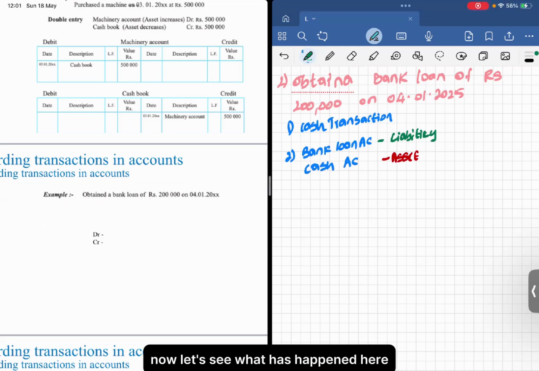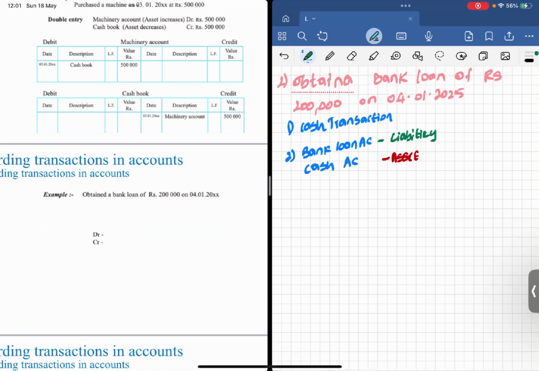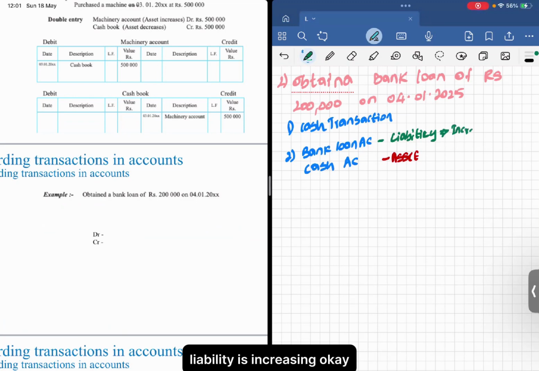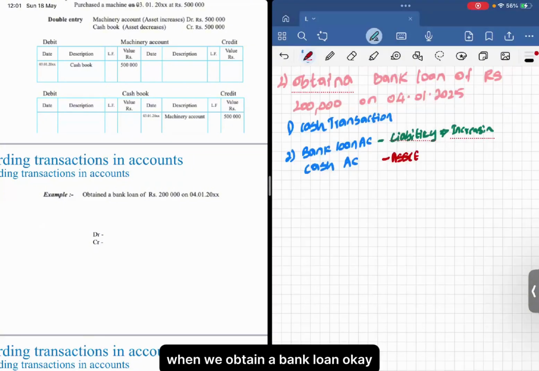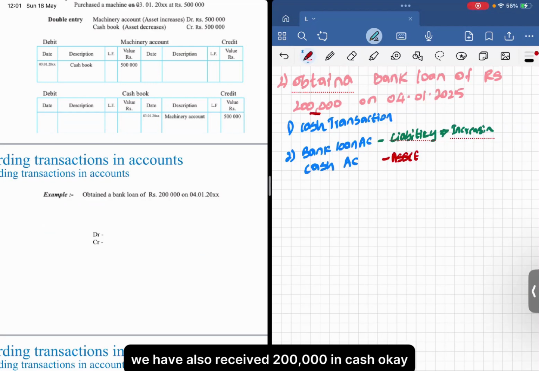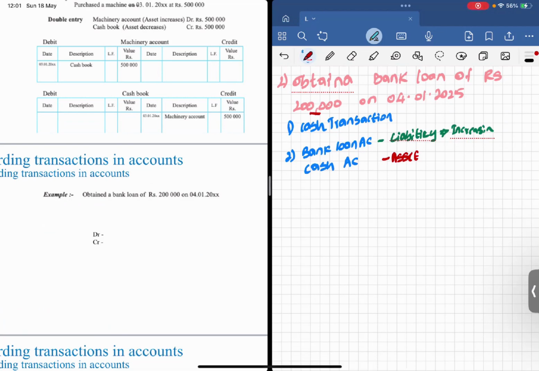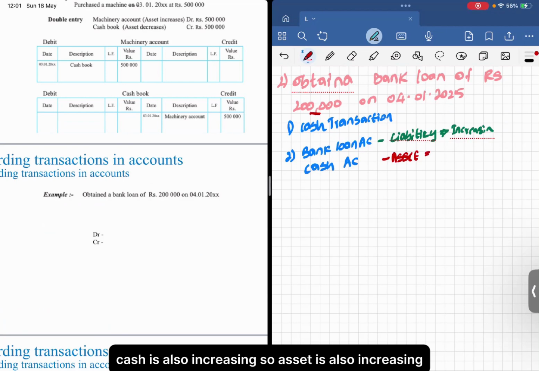Now let's see what has happened here. We have obtained a bank loan of rupees 200,000. When that happens, what is happening? Liability is increasing. On the other hand, when we obtain a bank loan, we have also received 200,000 in cash. There, what is happening? Cash is also increasing, so asset is also increasing, right?